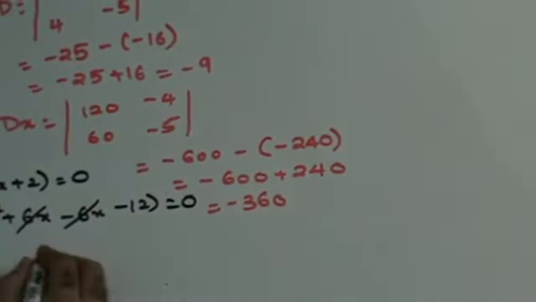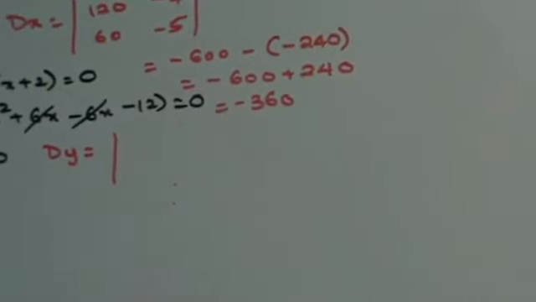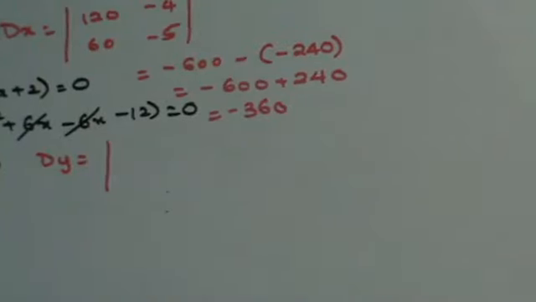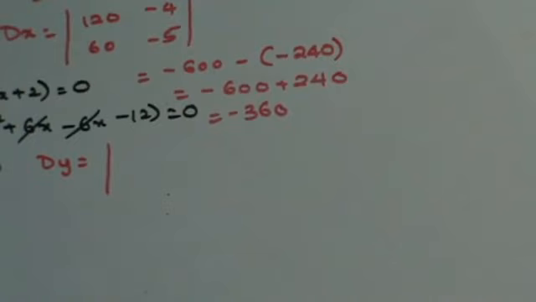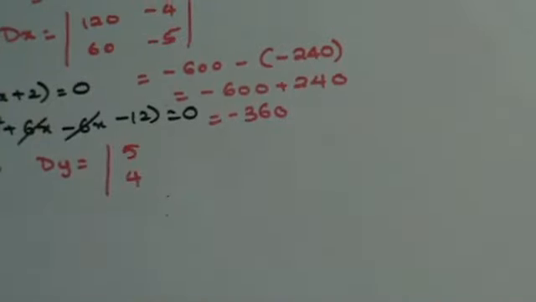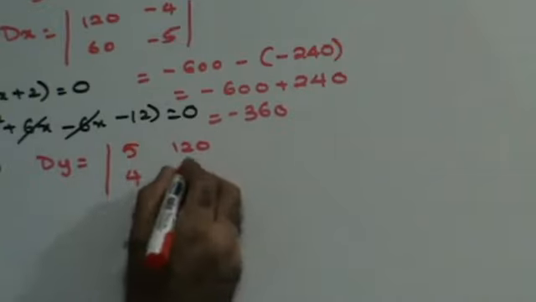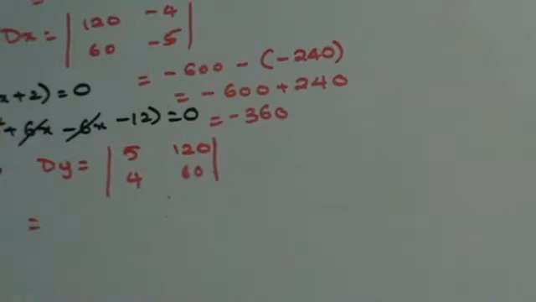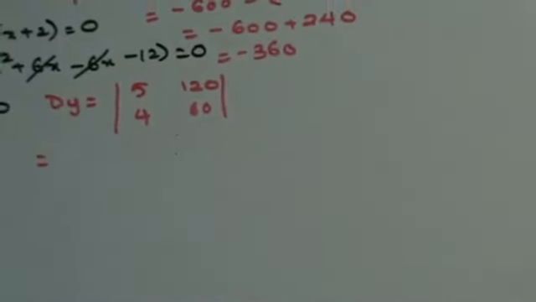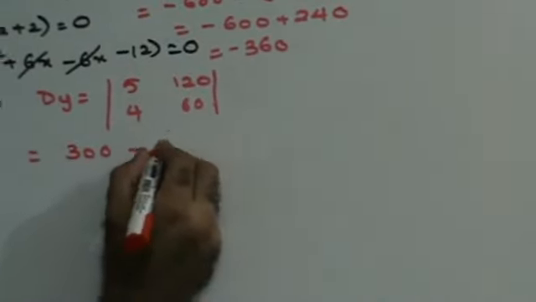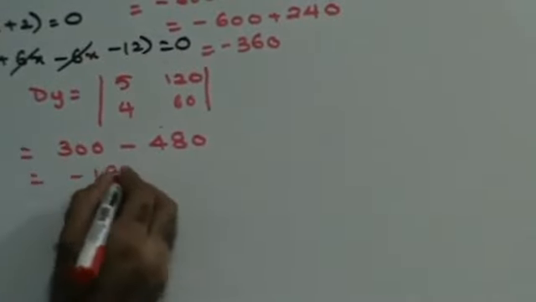Next, dy. How do I find out dy? Again, look at your determinant d. In this, replace the coefficients of y with the right hand side. So in that case, x coefficients you will write as they are. Y coefficients you will write as 120 and 60. This is the product of the principal diagonal minus the other diagonal. 6 5s are 30 minus 480, that's minus 180.